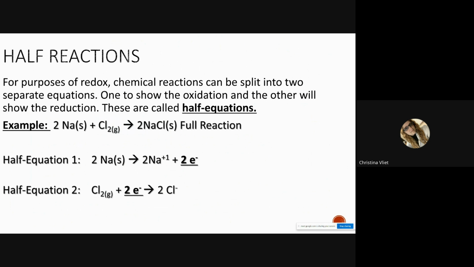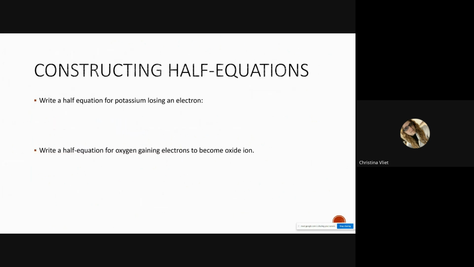Something important about half reactions is that electrons have to be written here to show if electrons have been lost or if electrons have been gained. And when you combine half reactions together to form full reactions, the electrons are going to have to cancel. So however many electrons are gained by one element are lost by the other. So go ahead and see if you can construct a couple of half reactions. You don't have to use the valence electrons, but write a half equation for potassium losing an electron. What would that process look like? Just potassium losing an electron.